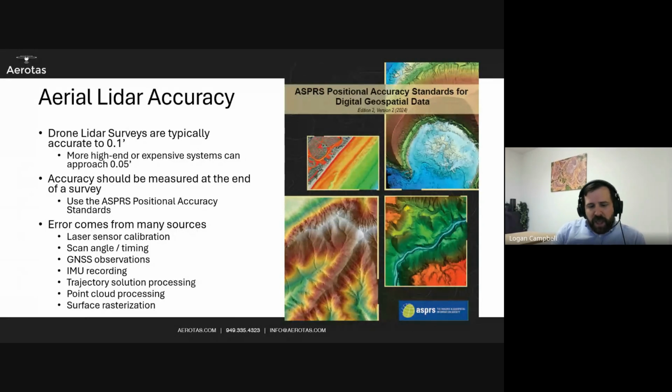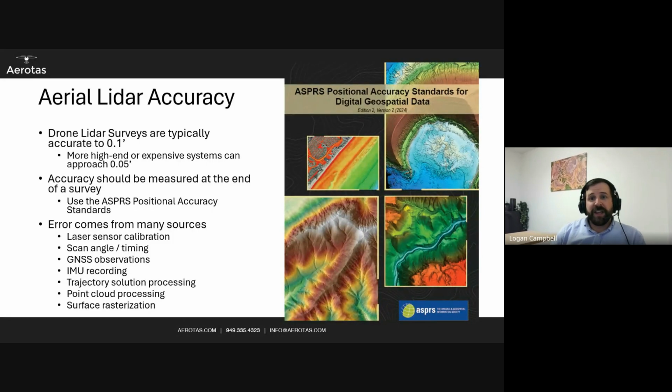rasterization, and so on. And this is why aerial LiDAR just fundamentally is not as accurate right now as ground-based LiDAR. Ground-based LiDAR is typically on a tripod, or even vehicle-borne LiDAR is going to be mounted on something on the ground, not something that is moving, kicking around in the air. There are a lot of different sources of error.